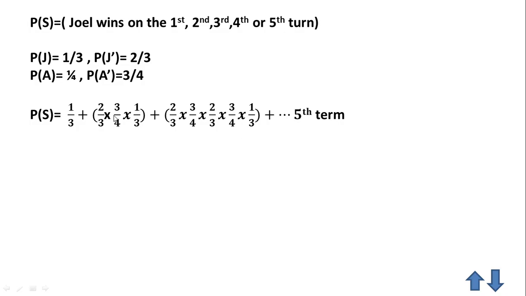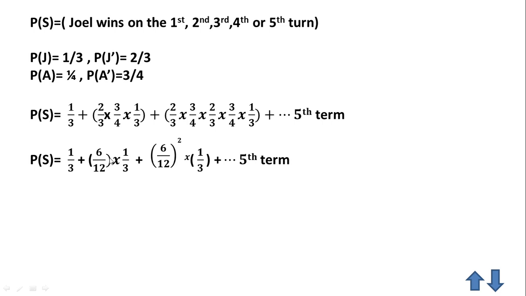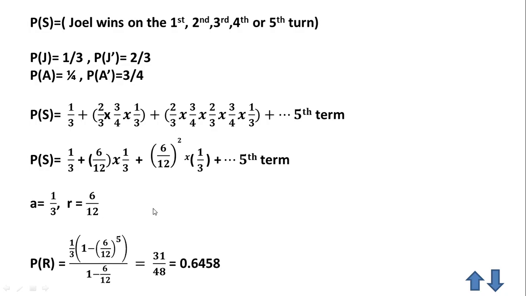These, we multiply them because they are independent events. The probability of Joel losing the first time does not tell us how a friend will perform. So they are independent events, we multiply them. So they are making a GP with the first term 1 out of 3 and the common ratio 6 out of 12, such that we get the sum of the first 5 terms as 0.6458.